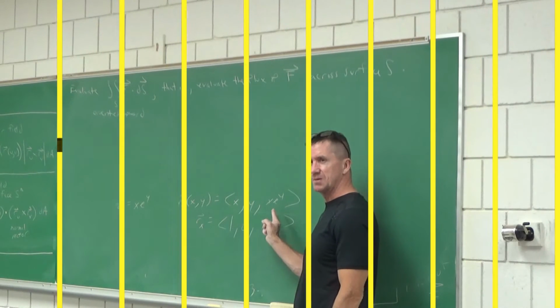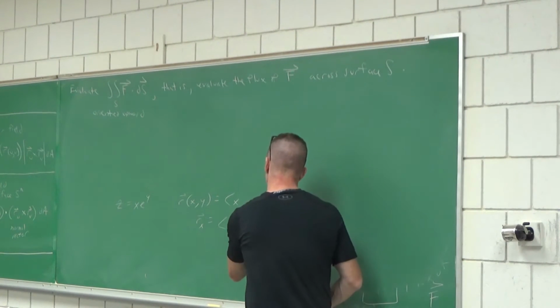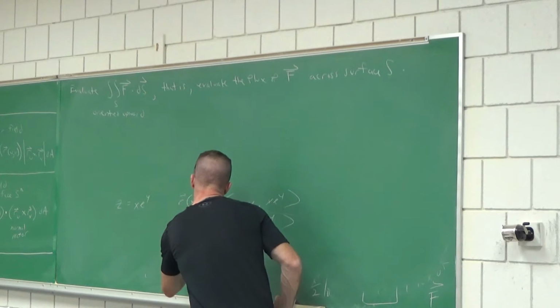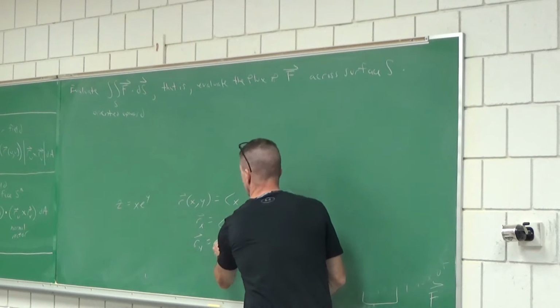The partial of x e to the y with respect to x should be e to the power y. E to the y. Good. So you got it. Very good. Well, what if it was with respect to y?